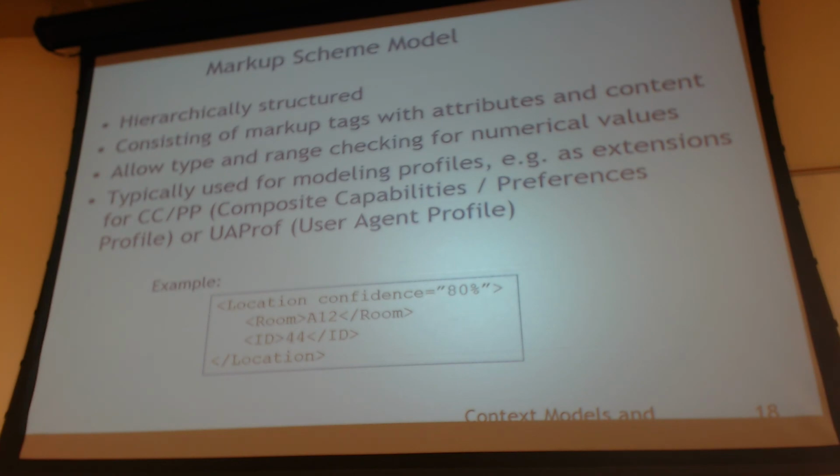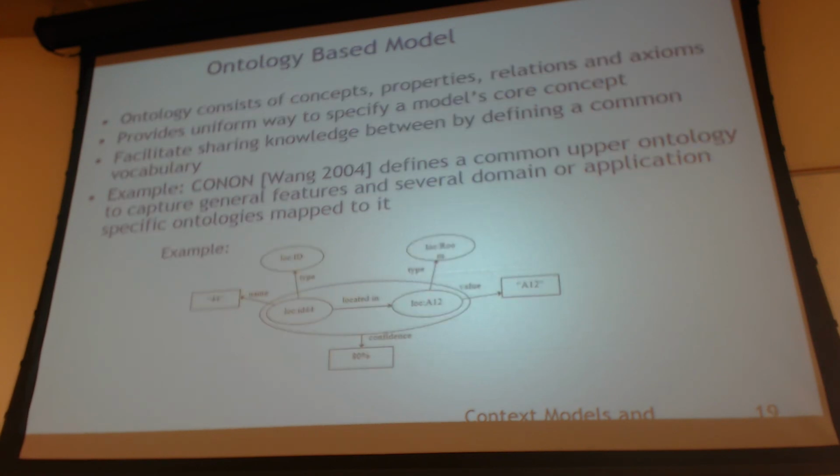The other way is a markup scheme model, which is a hierarchically structured model. It's kind of like an XML representation. You have location, which is a higher order node, and inside that location you have two lower order nodes, the room and ID. That is another way, where any XML parser can be used. That is one way of using the context model.